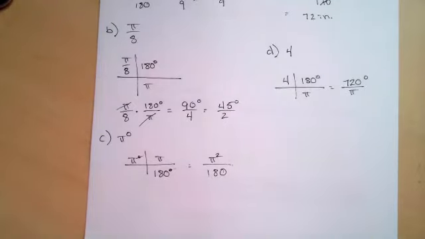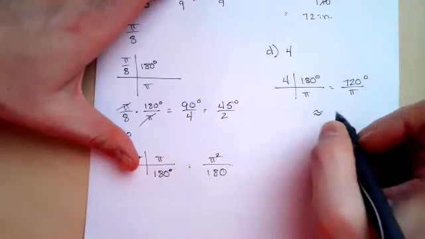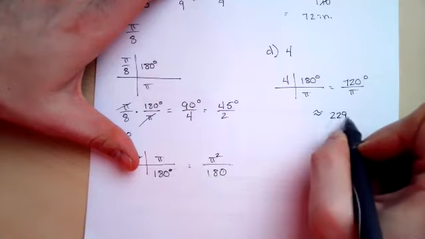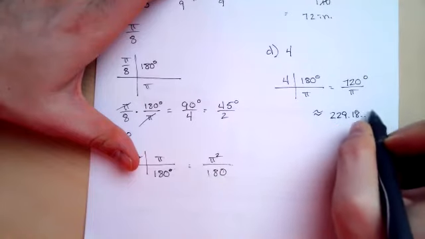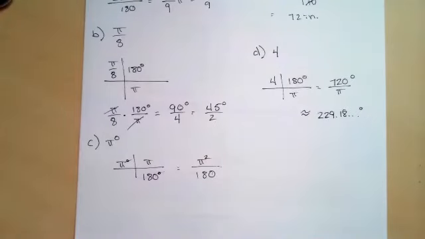And we can compute that out if we want to get a decimal approximation for this. So it looks like it's going to be about 229.18 degrees. Right, just the number is what pi is. Any questions on any of that?